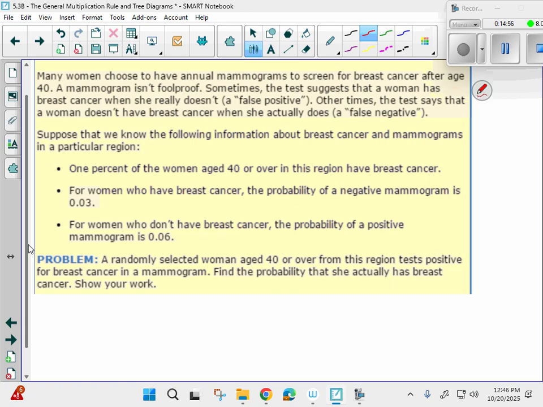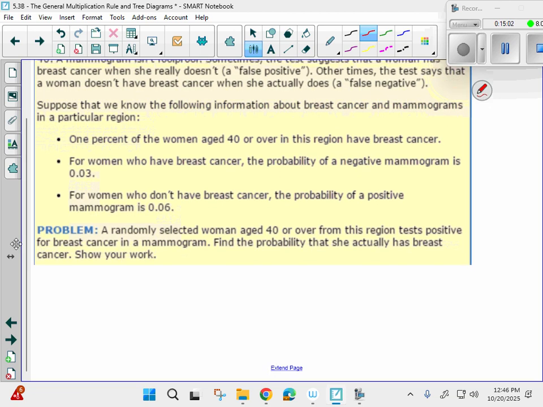Suppose we know the following information about breast cancer and mammograms in a particular region. 1% of women over age 40 have breast cancer in this region. For women who have breast cancer, the probability of a negative mammogram is 0.03 or 3%. For women who don't have breast cancer, the probability of a positive mammogram is 6%. A randomly selected woman age 40 or over from this region tests positive. What's the probability she actually has breast cancer?